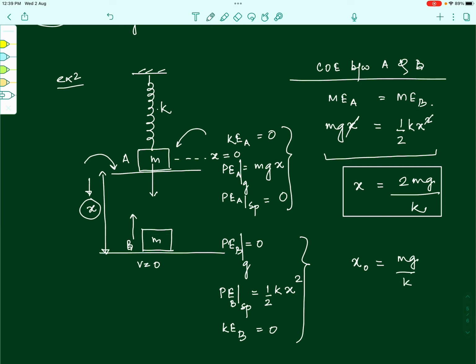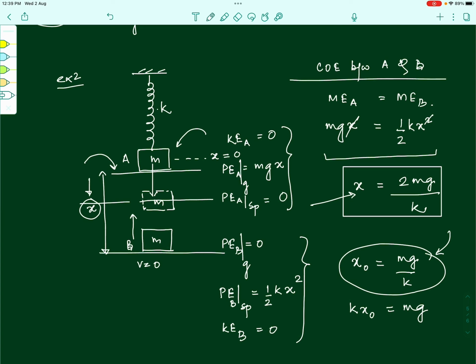How does this come? We say that the spring force kx naught balances the weight of the block. So, x naught comes out to be mg by k, and if you just look at this carefully, this x that we have obtained is just the double of this x naught. So, what we understand from here is that this equilibrium position of this block lies just in the middle of A and B, positions A and B.